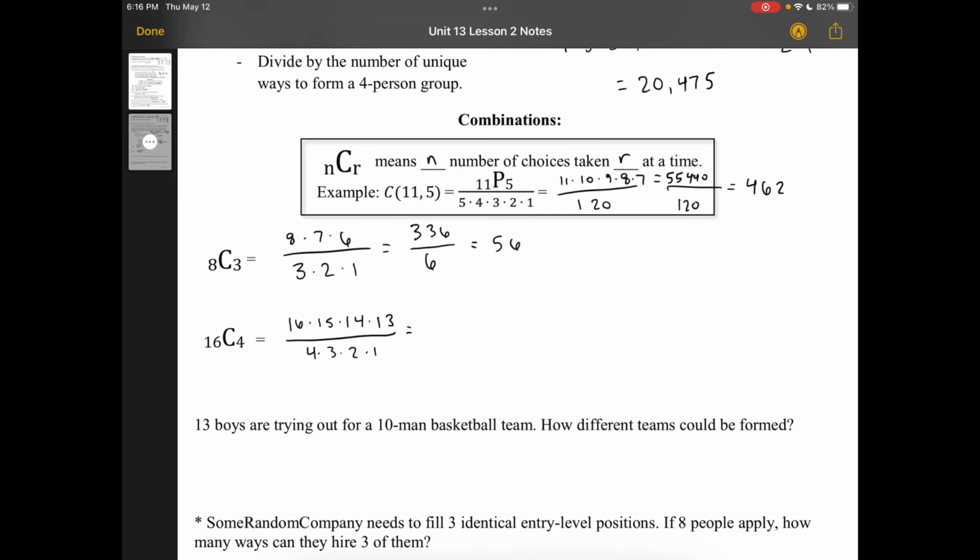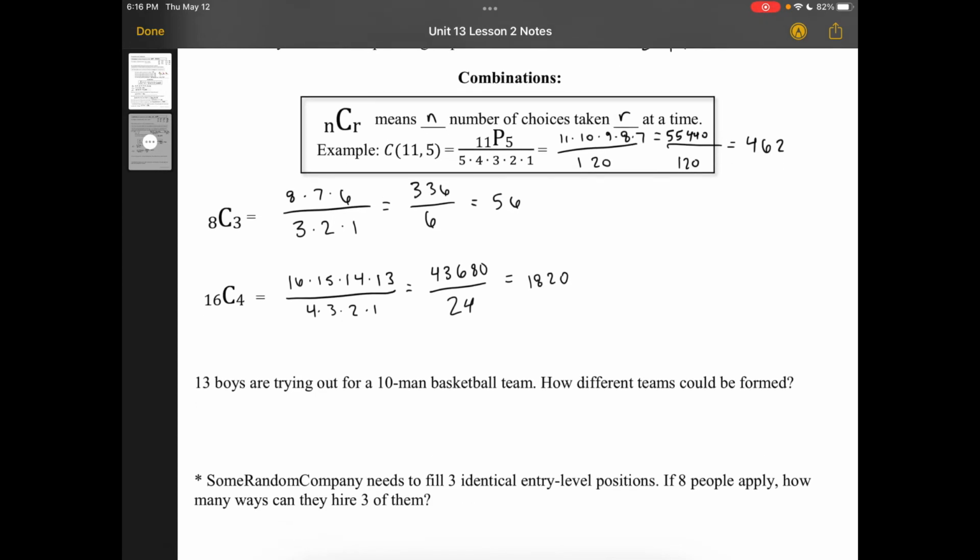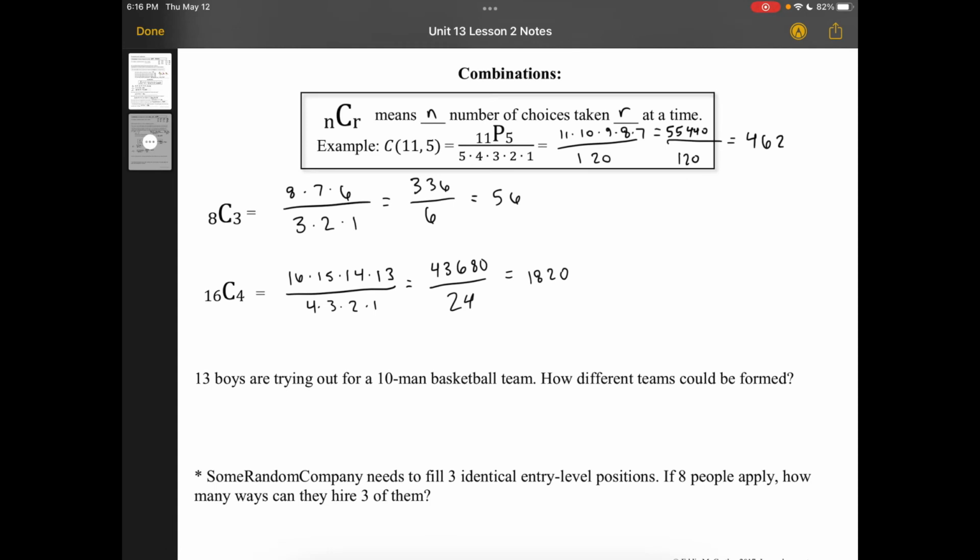So 16 times 15 times 14 times 13 is 43,680. And we know 4 times 3 times 2 times 1 is 24. So we've got 43,680 divided by 24, which gives us 1,820. All right. Next question.